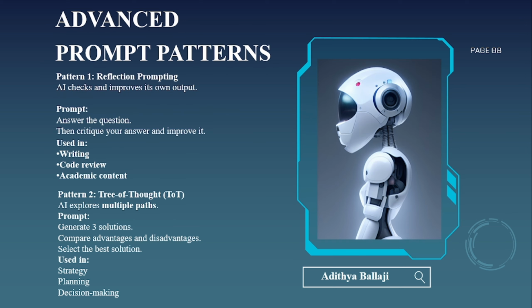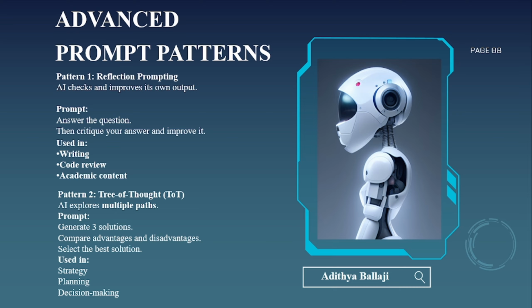Now, advanced prompt patterns. Pattern one is reflection prompting, where AI checks and improves its own output. So for example, "answer the question," and then "critique your answer and improve it." Basically it is used if you're writing a story, code review, or academic content.